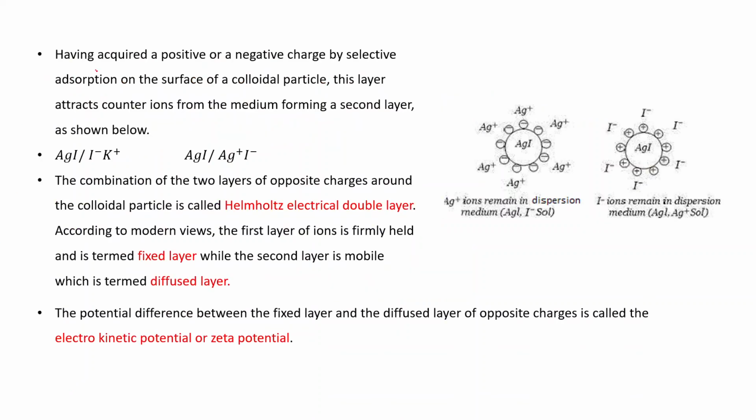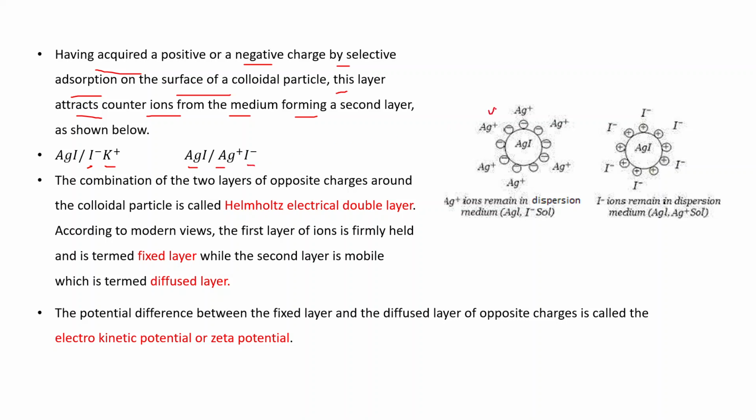Now, having acquired a positive or a negative charge by selective adsorption on the surface of a colloidal particle, this layer attracts counter ions from the medium, forming a second layer as shown below. We can say this is silver iodide. This adsorbs the I minus. That's why from the dispersion medium it will attract its oppositely charged ion, that's why K plus ion. This is the second layer. If this AgI and Ag plus is adsorbed, then it attracts I minus. This is the second layer.